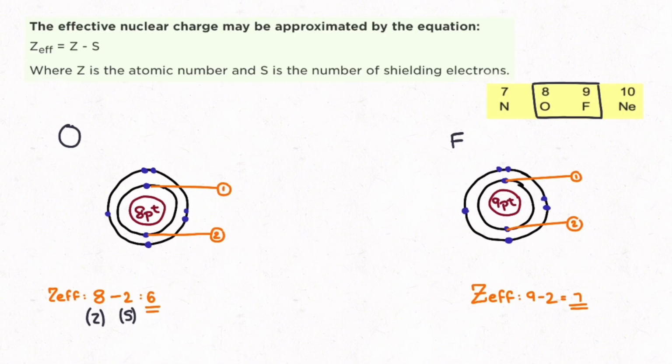Here's a diagram to explain how it works. I've shown the shielding electrons in orange, which are 1 and 2 for oxygen, and then we take the protons and we subtract the shielding electrons, and we get 6 as the effective nuclear charge. The same with fluorine. There's 2 electrons shielding, and you take the protons and you subtract the shielding, and you get 7 as the effective nuclear charge.